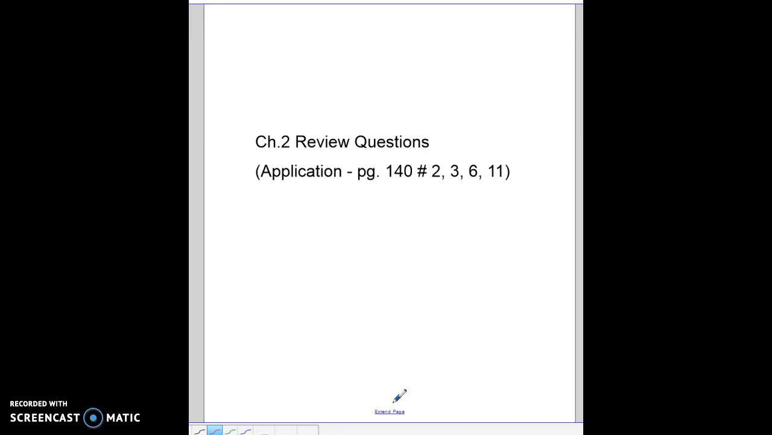And lastly, if you want to get a head start on your application review questions, you can do page 140, numbers 2, 3, 6, 11, or go back to the previous day's homework and catch up.